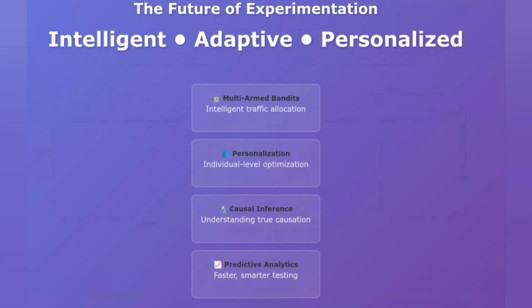We've journeyed from traditional A/B testing's limitations to ML-powered experimentation that delivers personalized, causally informed insights. By combining the rigor of statistical testing with the intelligence of machine learning, you can run more efficient experiments, serve better user experiences, and make data-driven decisions with unprecedented confidence. The future of experimentation is intelligent, adaptive, and personalized. What insights will you unlock with ML-enhanced A/B testing?